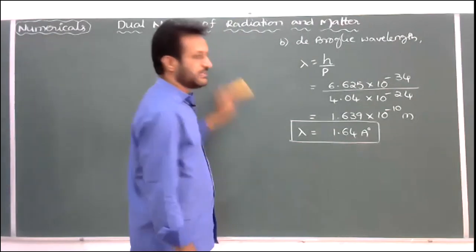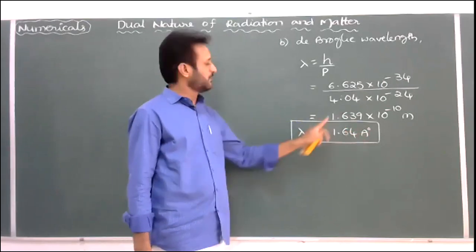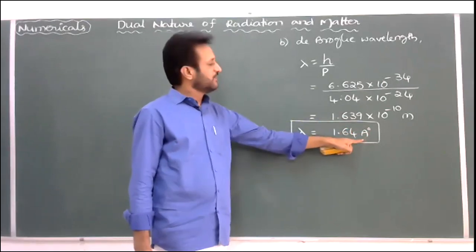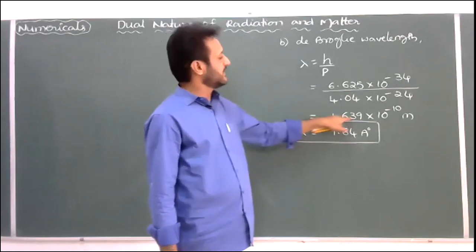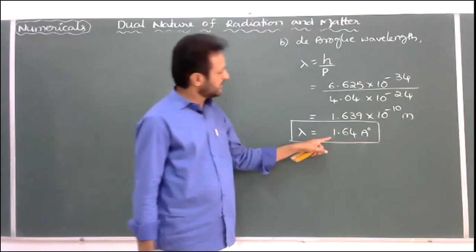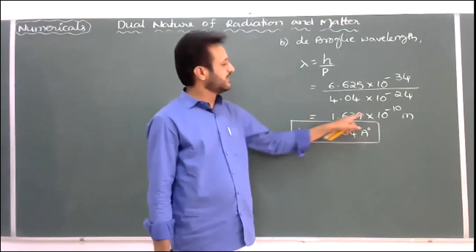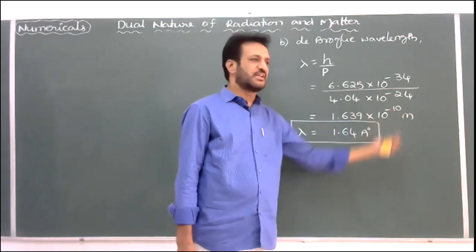How much is given? 0.164 nanometer. If you write in angstrom unit, it is 1.64 angstrom, correct. If you write in meter, 1.64 into 10 power minus 10 meter, correct. If you write the same value as 0.164 into 10 power minus 9 nanometer, that is also correct.